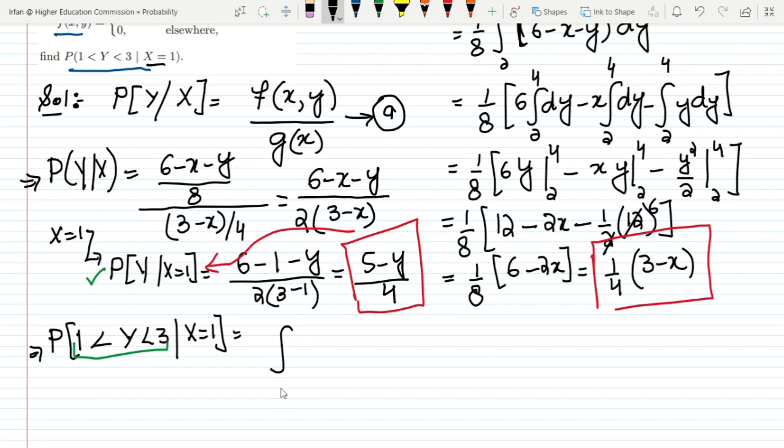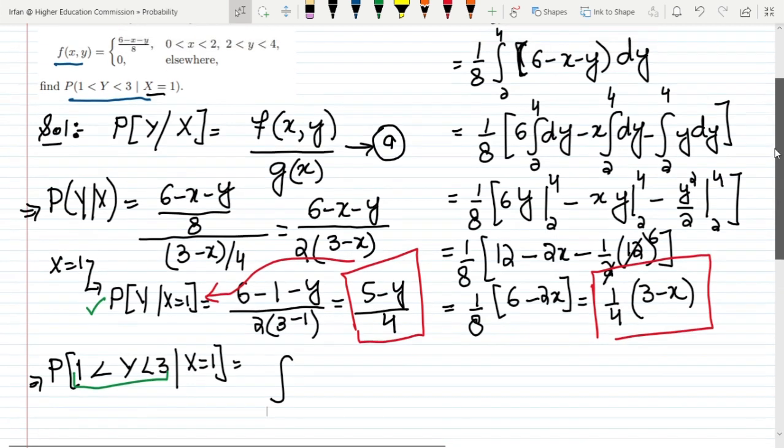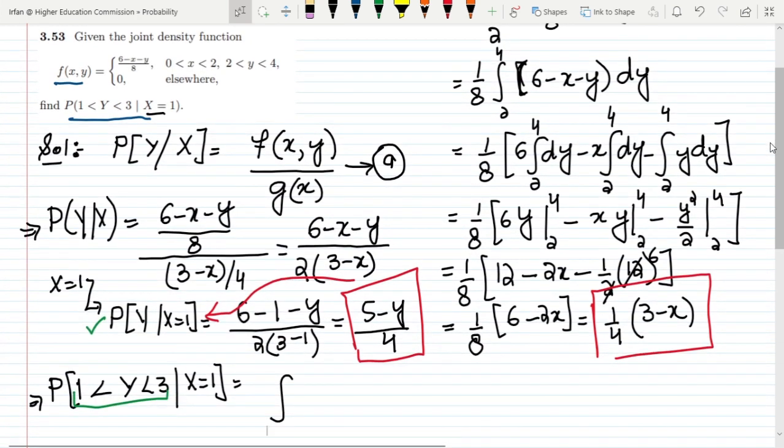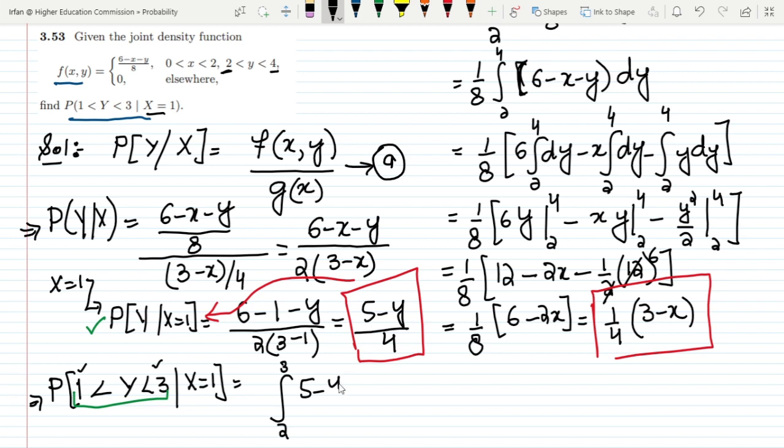I have to integrate the values from 1 to 3, but as we can see very clearly, let me look at the limits of y within this density function. We can see that it starts from 2 up to 4, so therefore 1 will not be available here. So I have to start from 2, and as the ending point here is 3, it will be 3. Therefore I have to put the values which are here: 5 minus y divided by 4, integrating with respect to y.